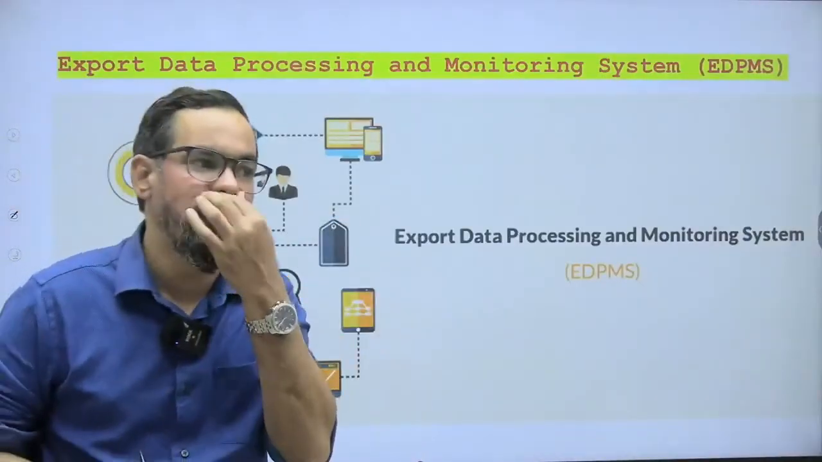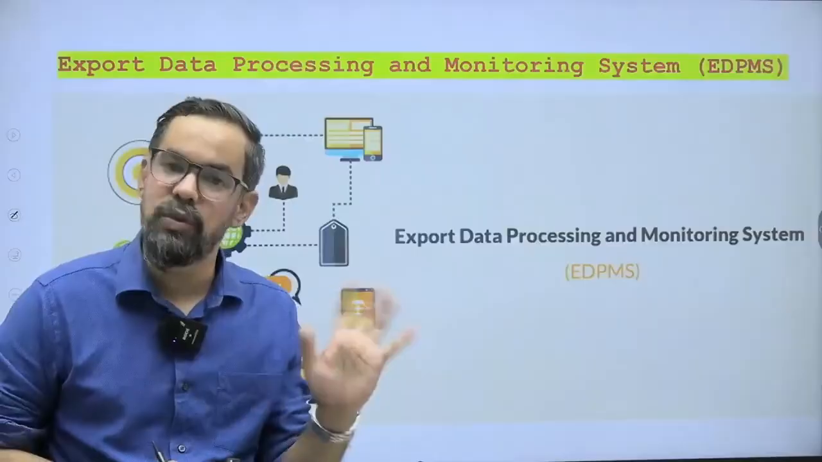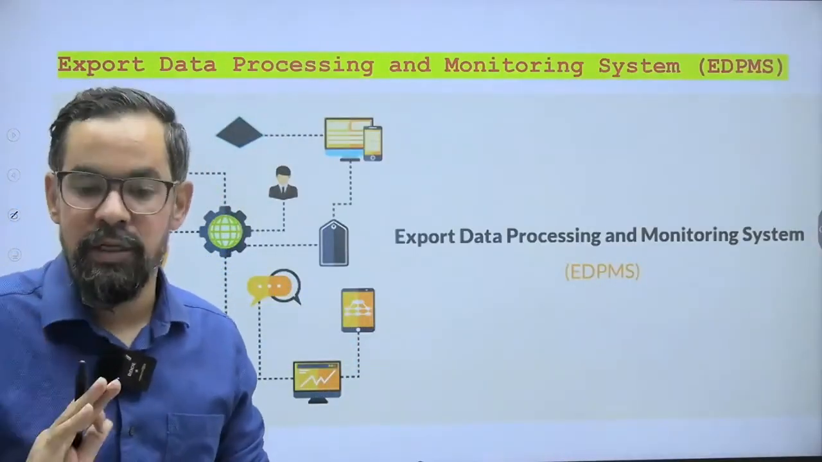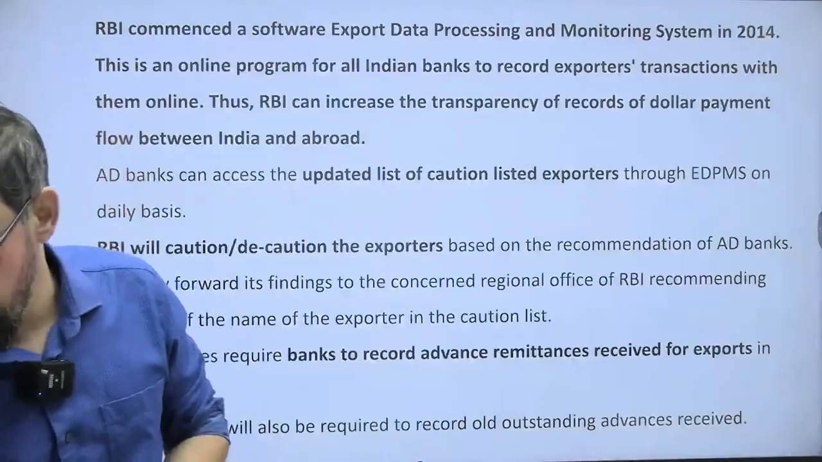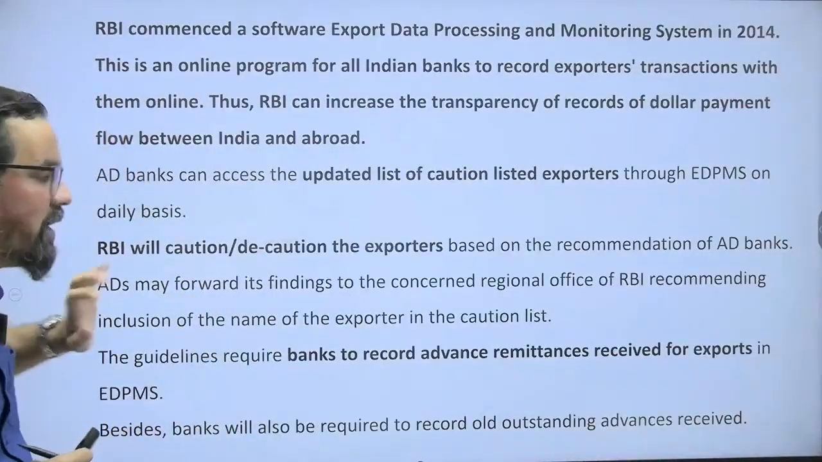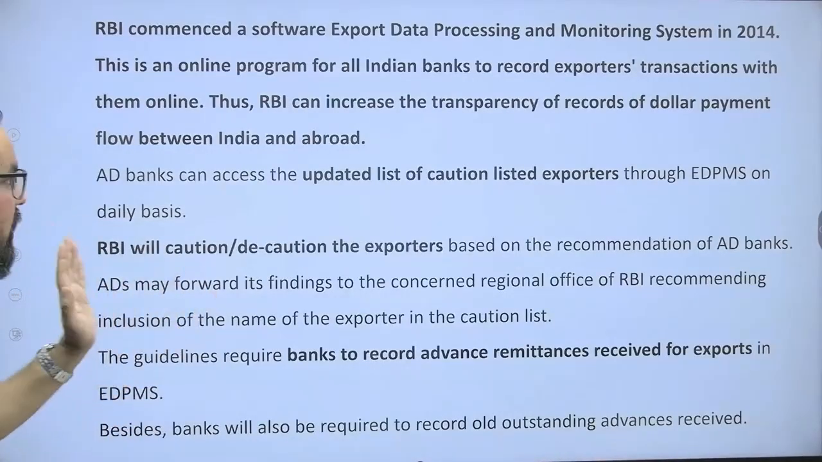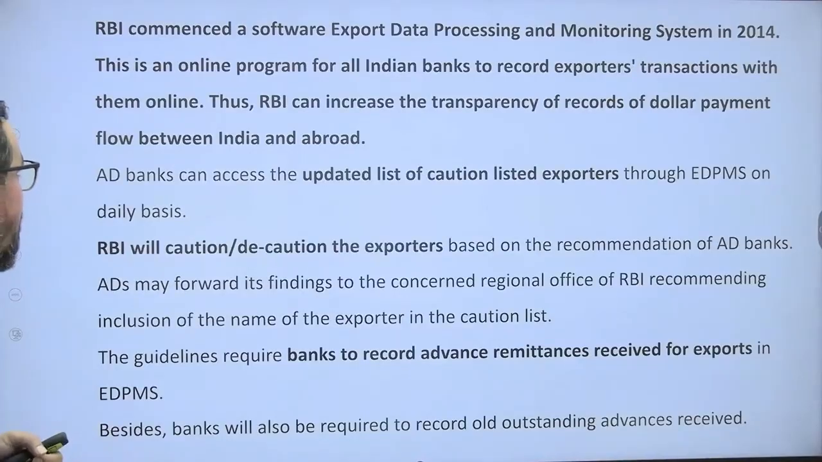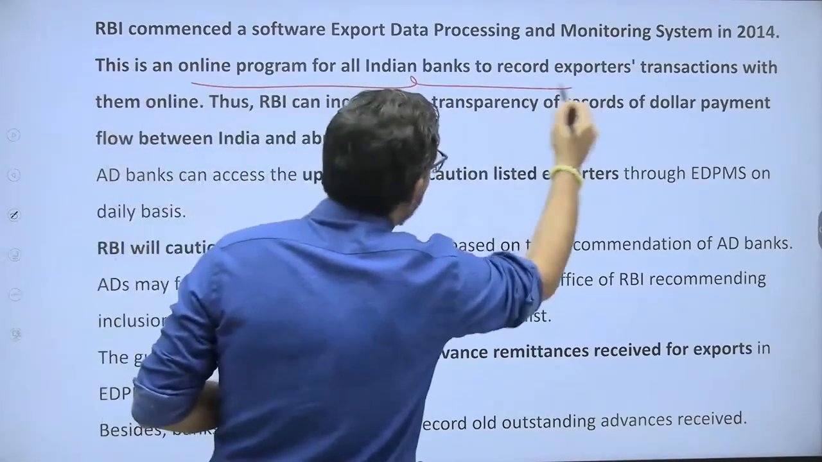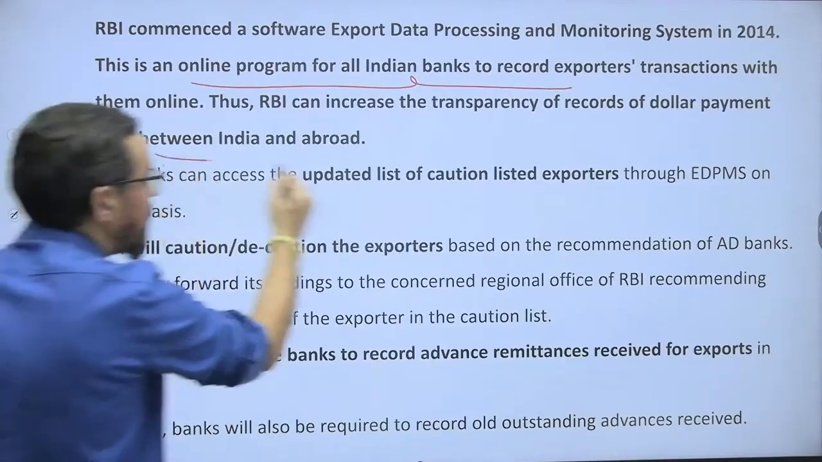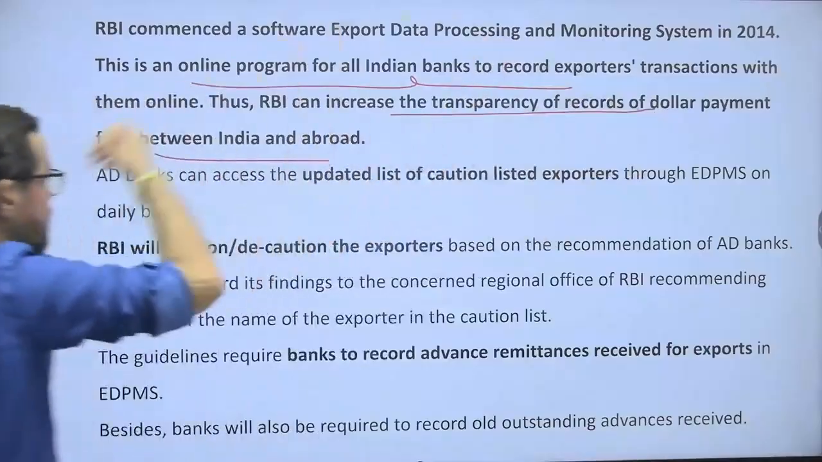Caution list is basically where an exporter is dealing with exports and there are some irregularities in payments, and they are not fulfilling the commitments. They asked one question around this, a very easy one, and this will help you in both IDPMS and EDPMS. In 2014 RBI launched this online program for all banks to record export transactions online. RBI can increase the transparency of the record of dollar payment flows between India and abroad also. This is another purpose fulfilled through this platform.